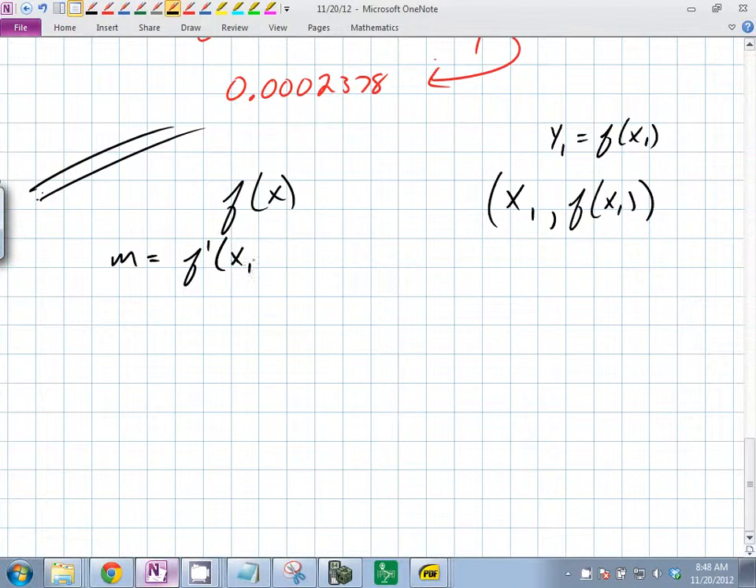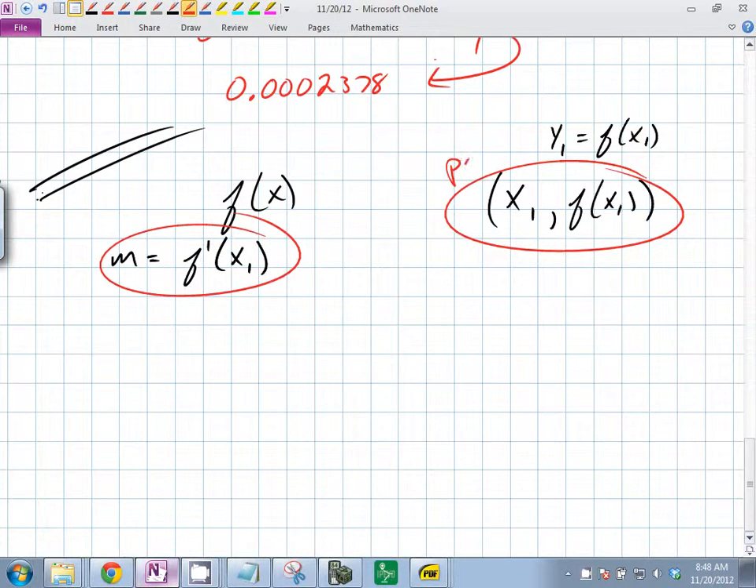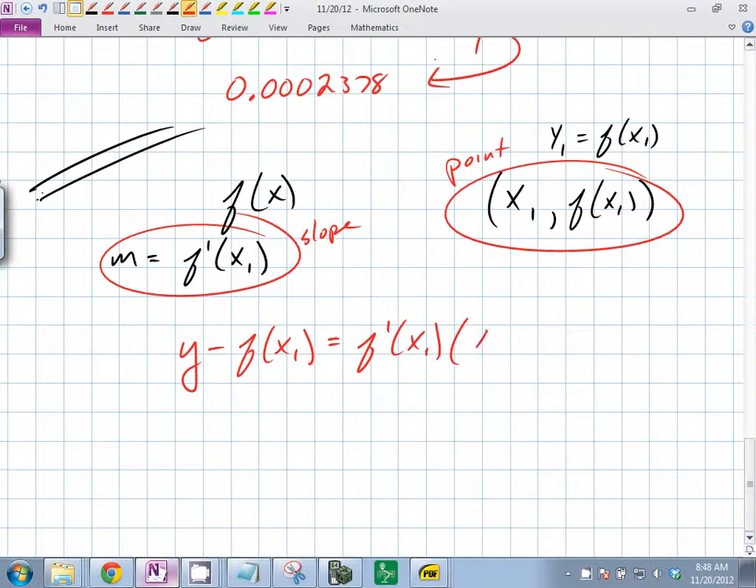So we have a slope and we have a point and a what? Slope. So what's the equation of that line? Can someone tell me? It's going to be y minus f of x1 equals f prime of x1 times x minus x1. Okay, you're going to see this, and you have seen this many times.